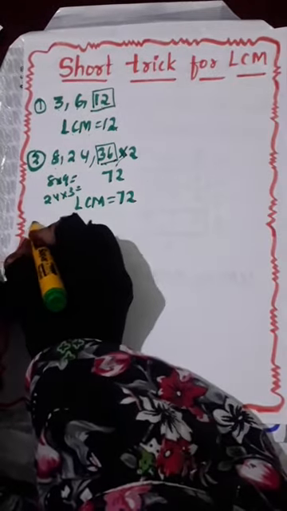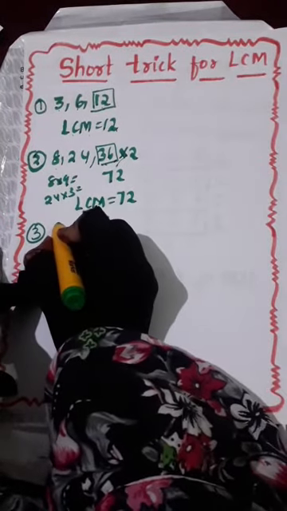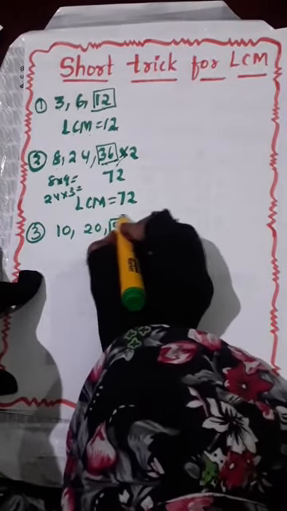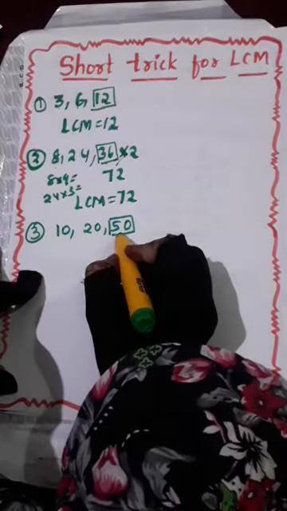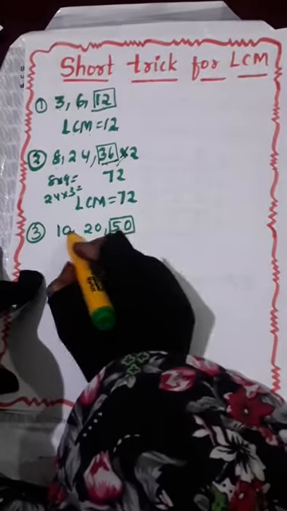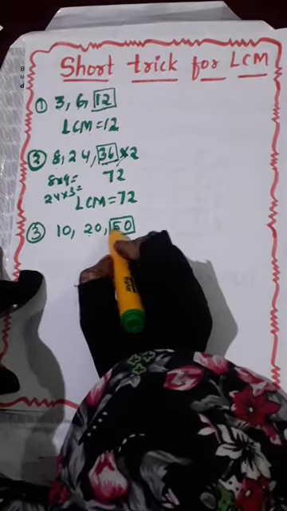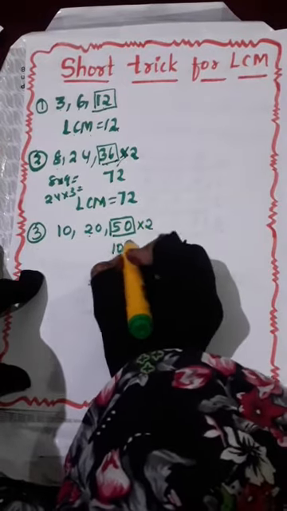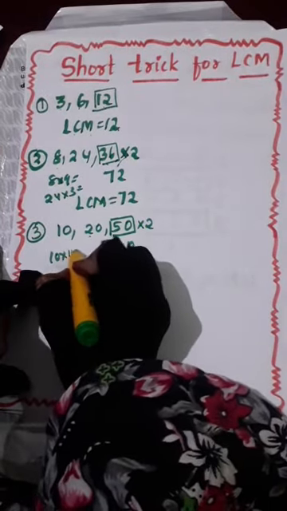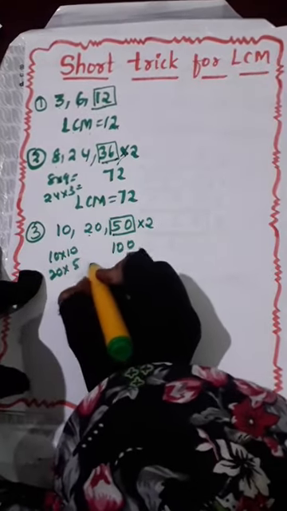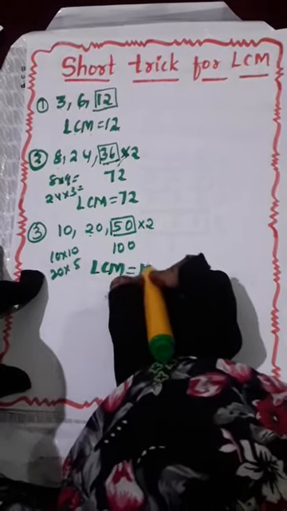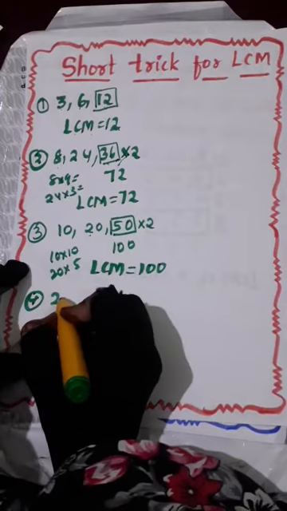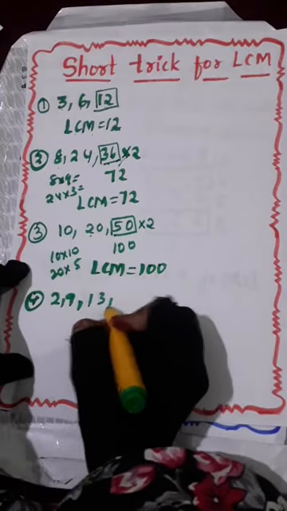For example, the third one: 10, 20 and 50. Which is the big number? 50 is the big number. 10 divides 50? Yes, 10 5s are 50. But 20 will not divide 50. Why? Because 20 3s are 60. Then what we have to do is multiply 50 by 2. 50 2s are 100. Then 10 10s are 100, 20 5s are 100. So what is the LCM? LCM equal to 100.